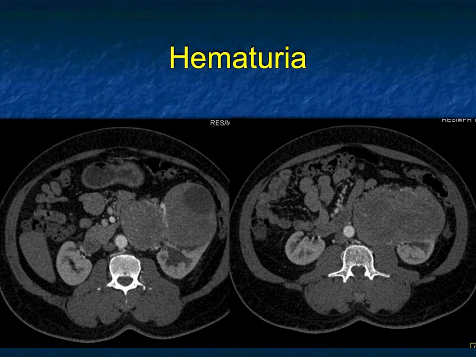Hematuria, a huge left renal mass. Again, not very vascular, though some vascularity. I would have said a renal cell carcinoma, classic, maybe papillary, could not exclude clear cell. This was an unusual lobulated mass, and I put this case in just because it was so large.